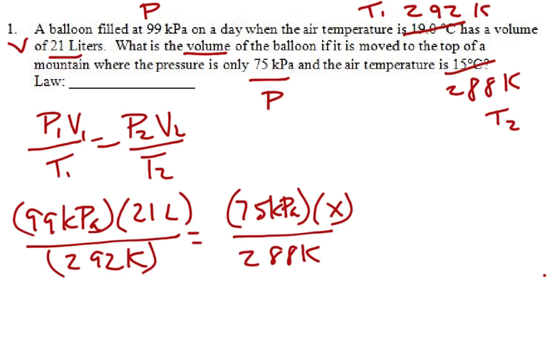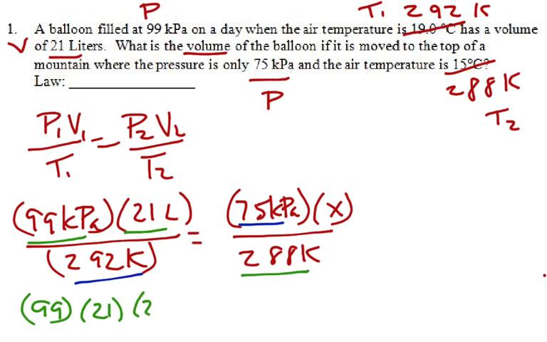Now all I have to do is solve this, and you can see I'm going to cross multiply. So I'm going to have this times this times this, and I'm going to divide by this, and that'll give me my X. So 99 times 21 times 288 divided by 75 and 292. I'm going to take a moment and solve that.